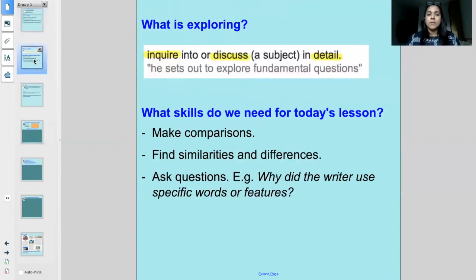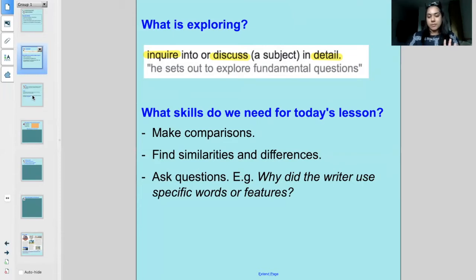Okay, so now our learning objective says to explore brochures. What is exploring? Well, this is when you inquire or discuss a subject in detail. Okay, so inquiring is asking questions. So for example, why did the writer use specific words or features? As well as you're going to be making comparisons. Okay, this is a skill that you're going to be putting into practice. You're going to make comparisons and find similarities and differences between some brochures.